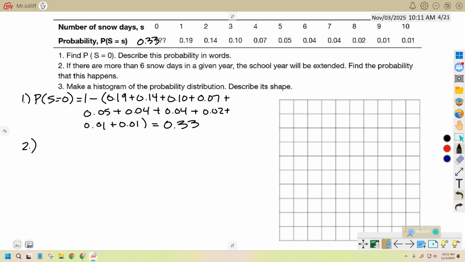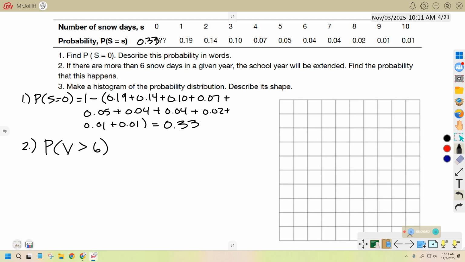Next one says, if there are more than 6 snow days in a given school year, the school year will be extended. Find the probability this happens. So in that problem, I want probability S, and then I see a 6. And the question is, I need to know what math symbol goes between the S and the 6. Ooh, I heard a greater than. Why greater than? Good. It said more than. It didn't say at least. It didn't include the 6.